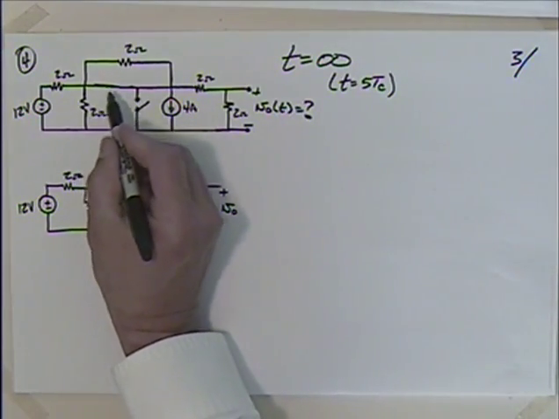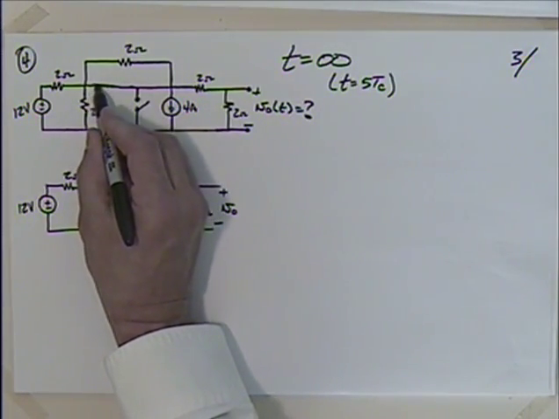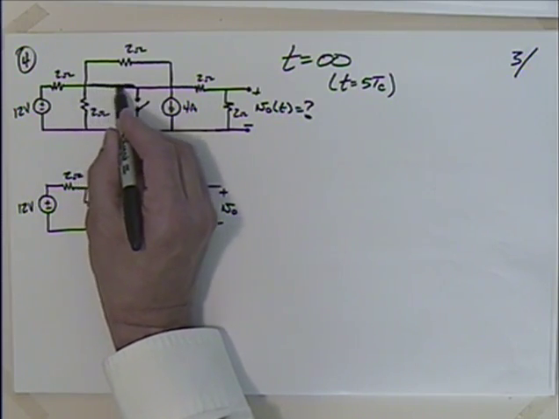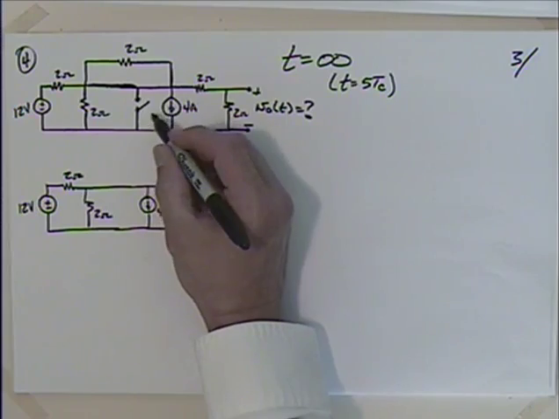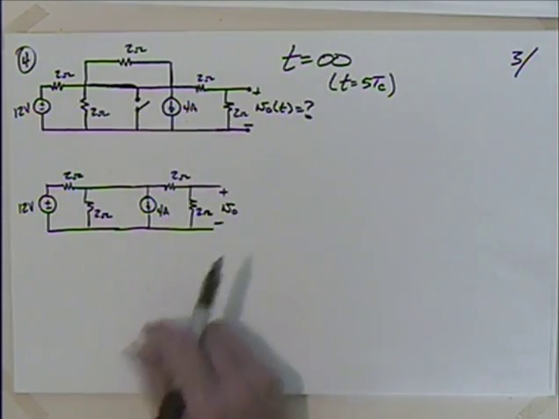Well, as we wait, as we go to steady state, the inductor starts to look like a short, doesn't it? So we've got that inductor shorted out. You'll note the switch is still open. Once we open the switch, we never change the position. So I have something like that.